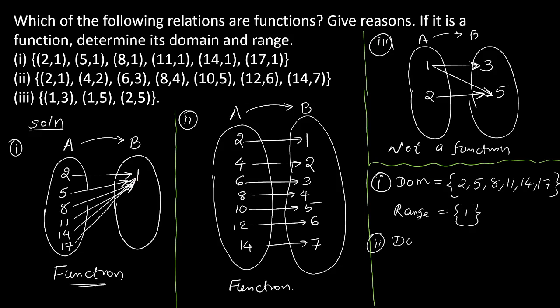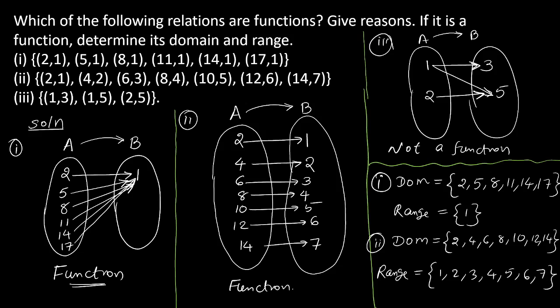The second one, domain: the set of elements from which the arrows start. 2, 4, 6, 8, 10, 12, 14. Range is the set of elements at which the arrows end. 1, 2, 3, 4, 5, 6, 7. Third one is not a function. We need to find domain and range only for functions. Third one has domain and range, but we need not write it. So all of you please write down.